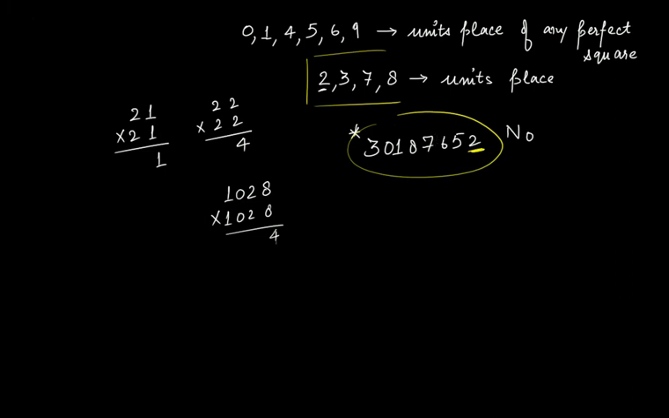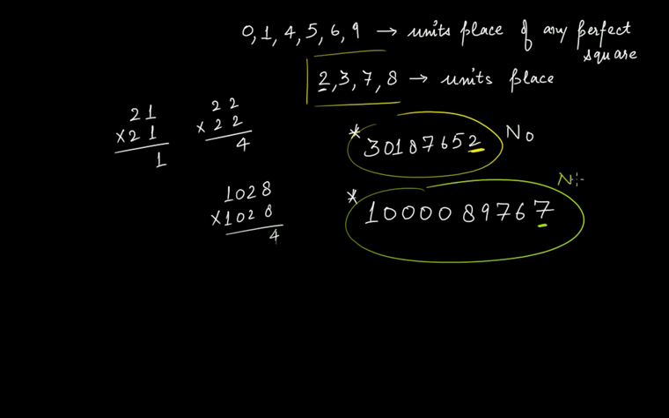Same thing, someone asks you, can you tell us whether 10000896767 can be a perfect square or square number? First look at the units place digit, and we find 7, so instantly the answer should be no. This cannot be a perfect square or square number since it contains 7 at its units place.